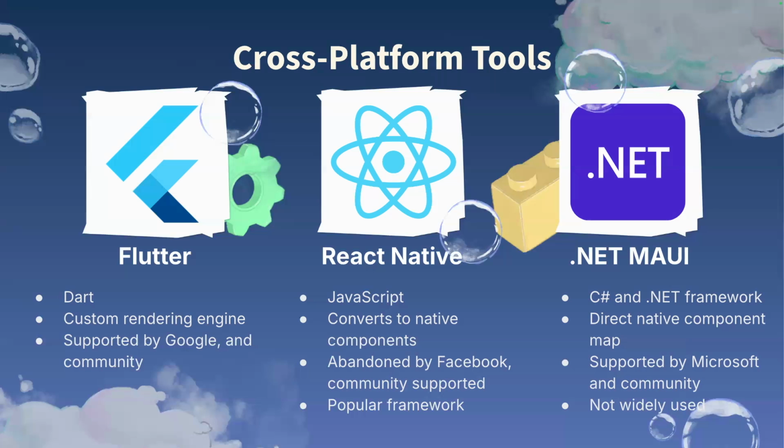Then we have .NET MAUI, which a lot of you probably haven't heard of, but it uses the .NET framework, which is pretty popular amongst Windows apps, and it uses C#. So this is kind of similar to React Native, but it's a direct native component map, and it's supported by Microsoft and the community. However, because it's not widely used, there isn't a lot of information out there when you come across a bug, and there isn't much support available either.